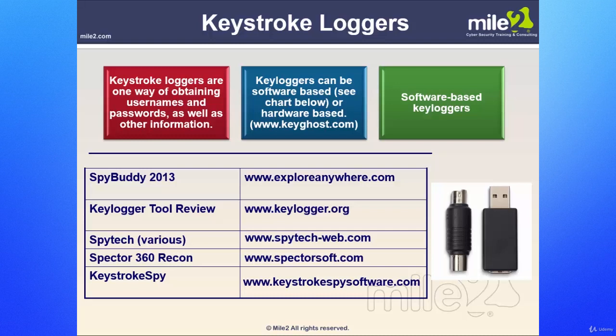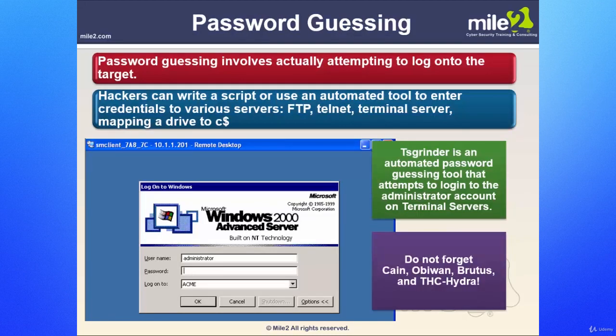Now, another thing we can do, of course, is password guessing, and password guessing involves actually attempting to log on to the target. Hackers here can write a script, or they can use an automated tool to enter credentials to various servers such as FTP, Telnet, terminal servers, and then mapping it to the $, which is the admin share, the hidden share that is going to be on all of your Windows machines and such.